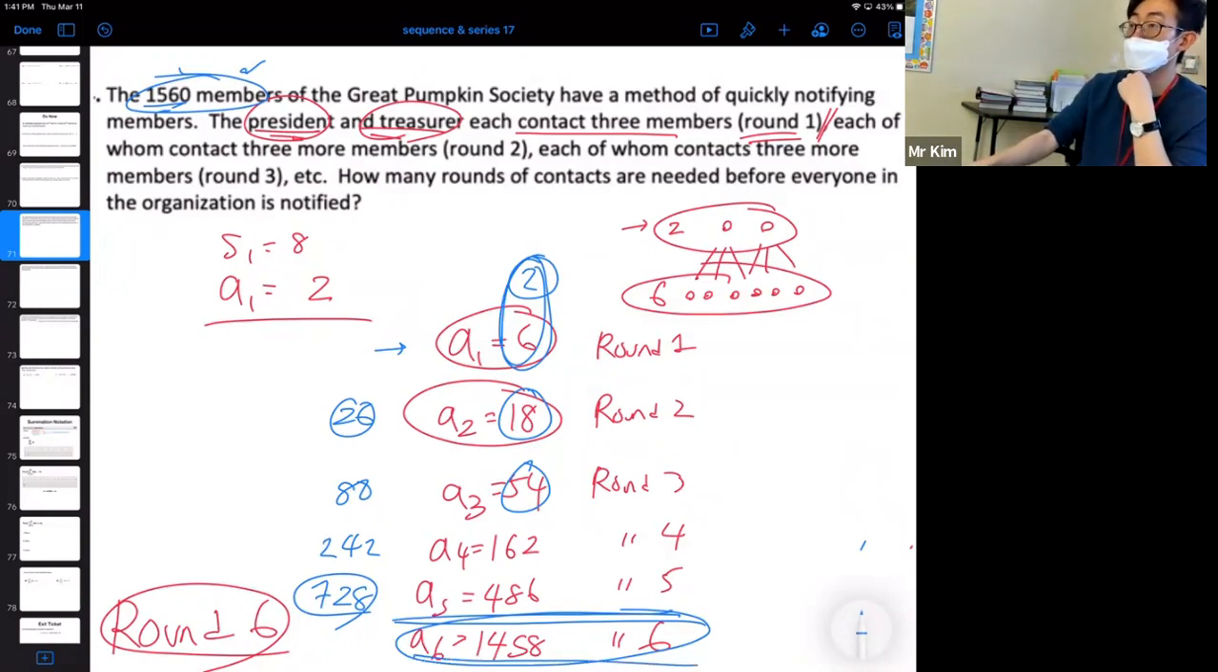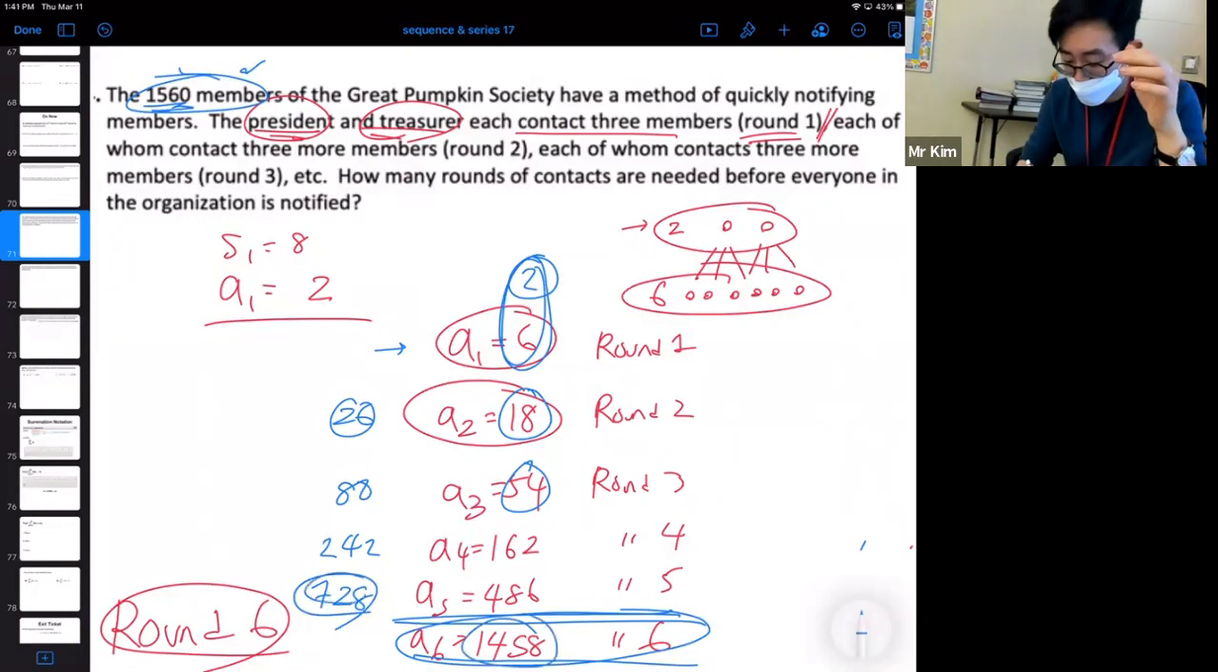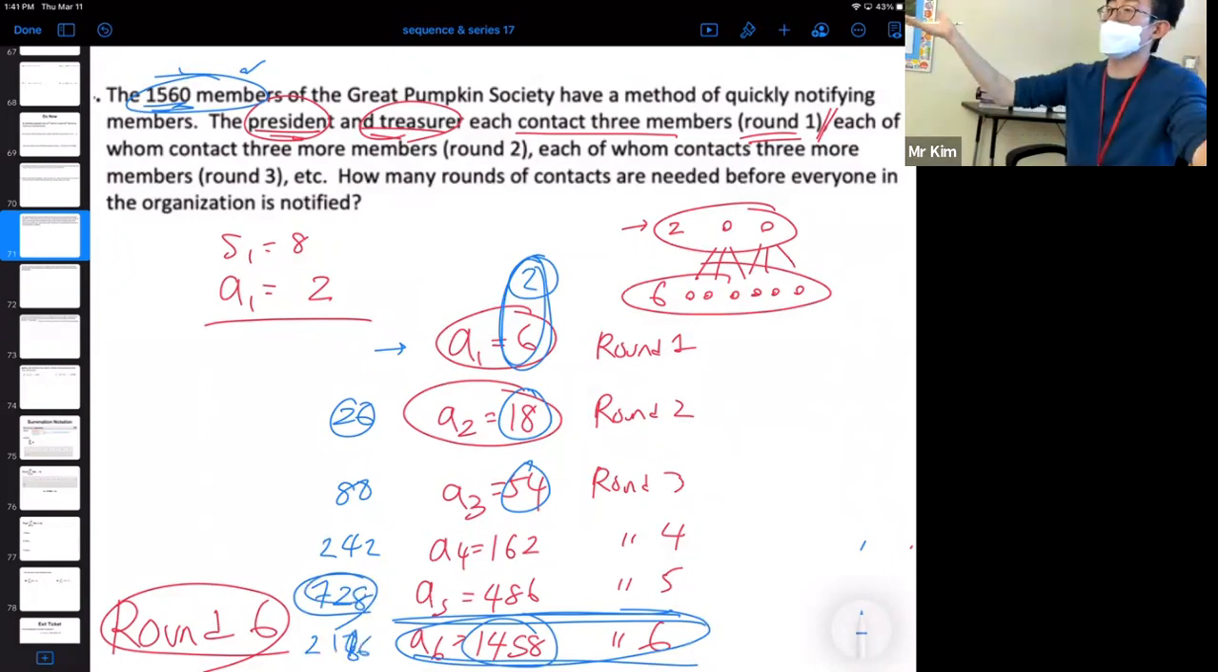Yes, Olivia? So for round 6, that 1458, that's the number of new people contacted. That's right. 1560 is everybody total. 1560 is the least number of people that needs to be all contacted. So if you add these numbers together, you get around like 2,100 and so on. So there we go. So round number 6.